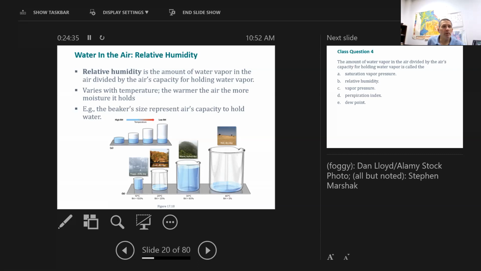And so when we start looking at lab, we will be dealing with measuring this relative humidity, how much water is actually in the air at a given temperature.